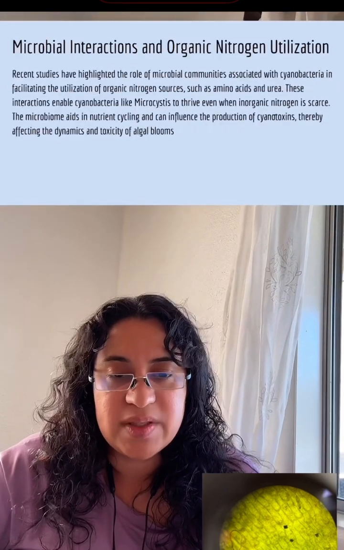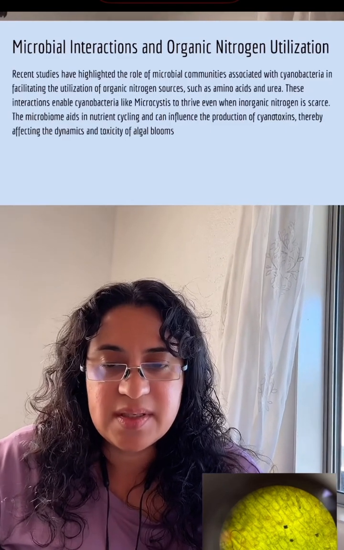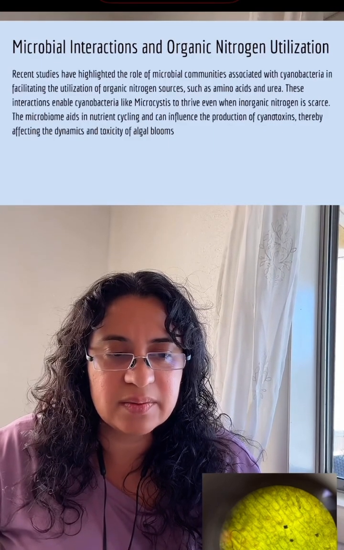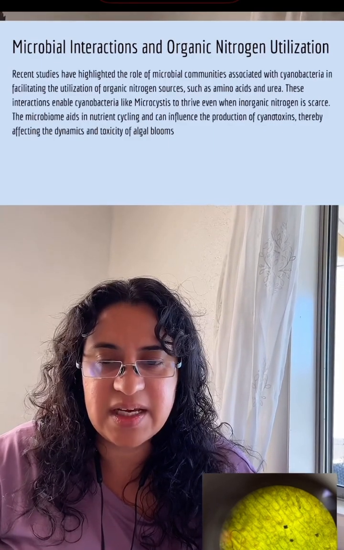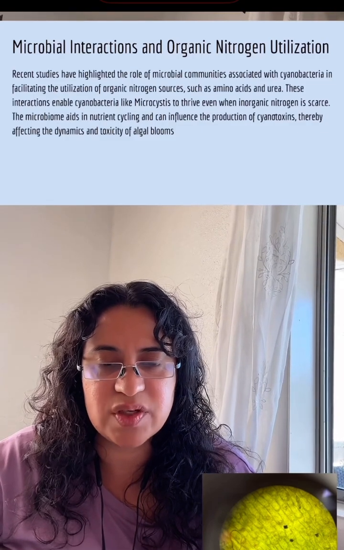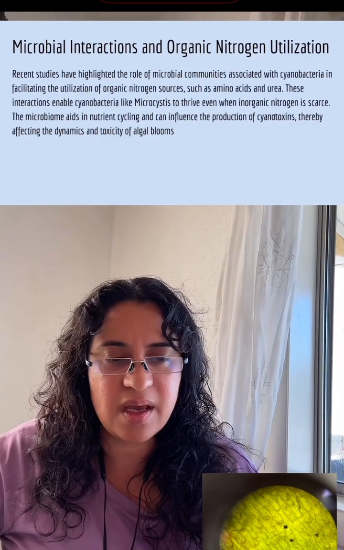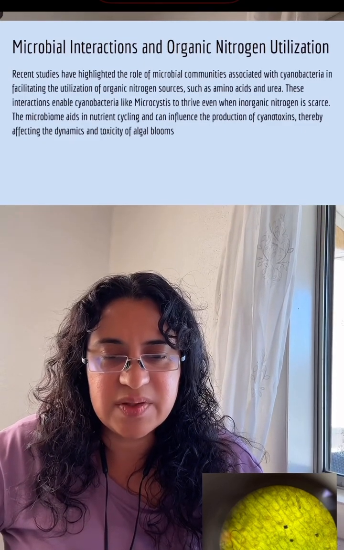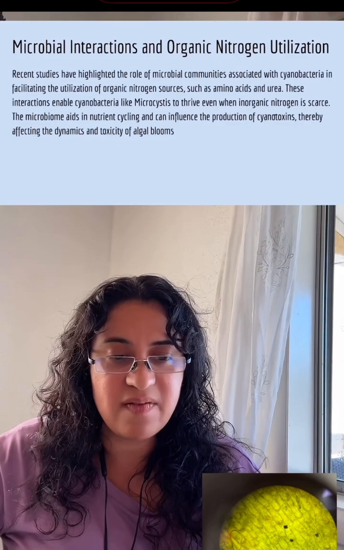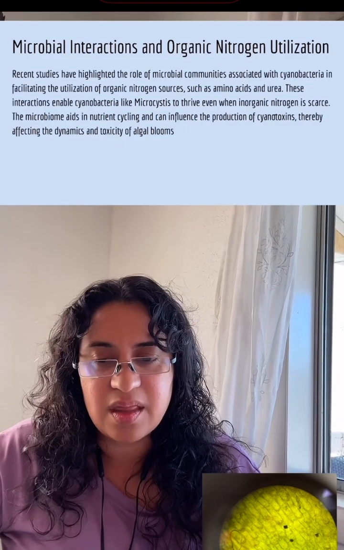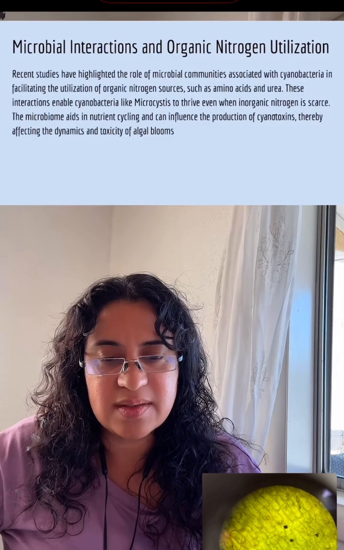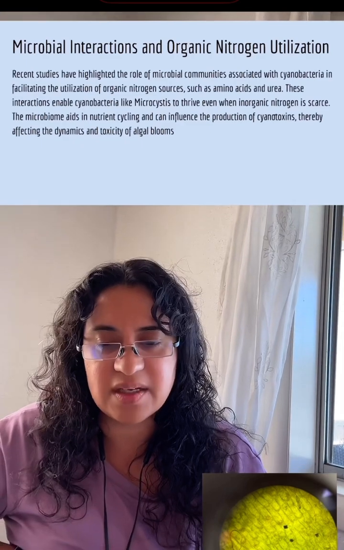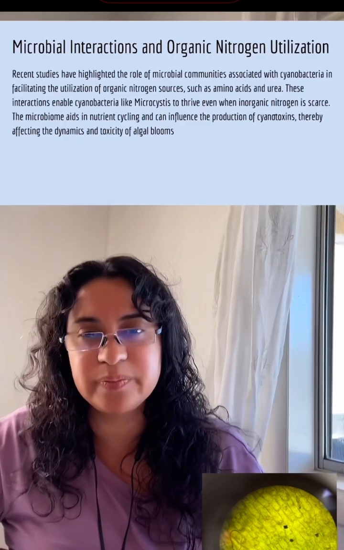Microbial interactions and organic nitrogen utilization. Recent studies have highlighted the role of microbial communities associated with cyanobacteria in facilitating the utilization of organic nitrogen sources, such as amino acids and urea. These interactions enable cyanobacteria like Microcystis to thrive even when organic nitrogen is scarce. The microbiome aids in nutrient cycling and can influence the production of cytotoxins, affecting the dynamics and toxicity of the algae bloom.